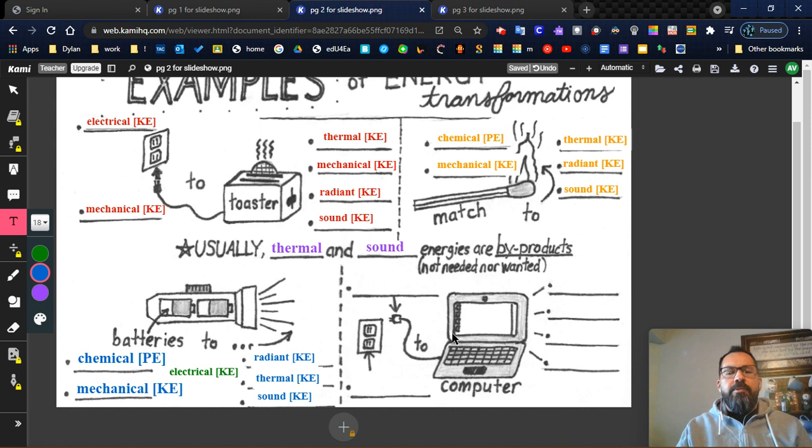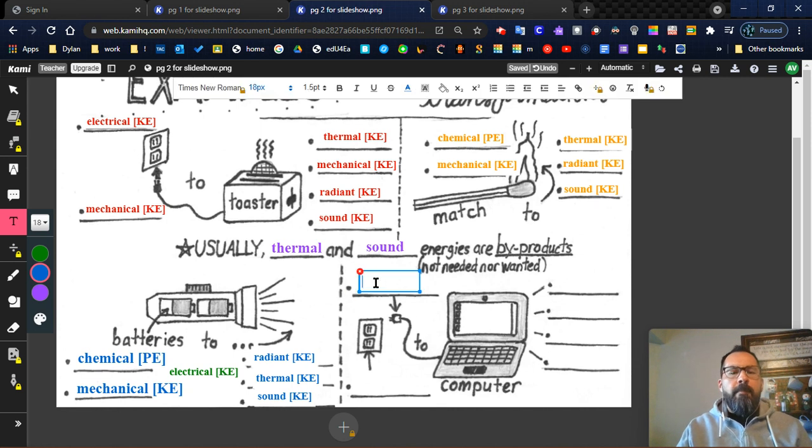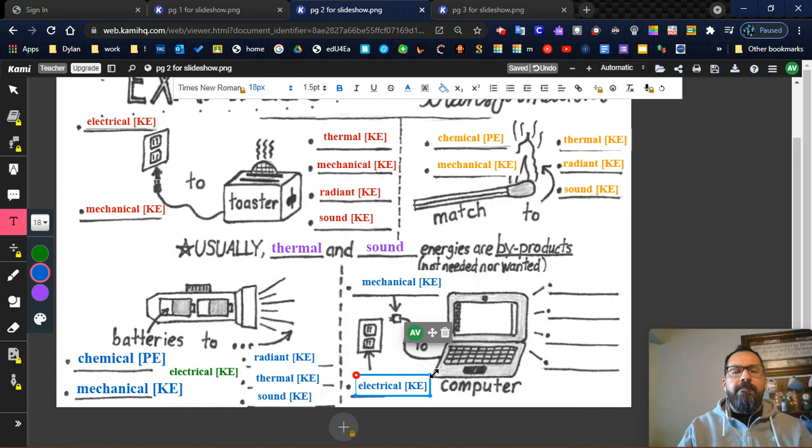So very similar to the toaster, we have to plug in our computer into the wall. So that is mechanical, which is kinetic energy. Once we plug it into the wall, we can get the electrical energy flowing to the computer. That's also kinetic energy. So now the computer's plugged in, we turn it on.